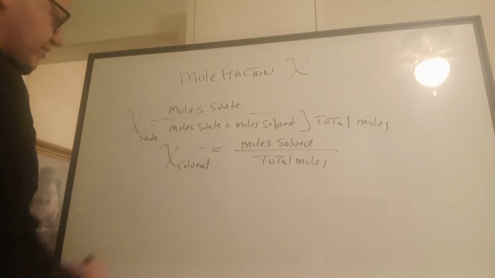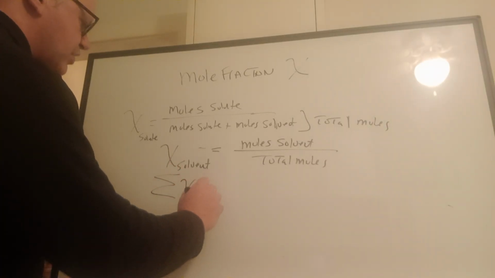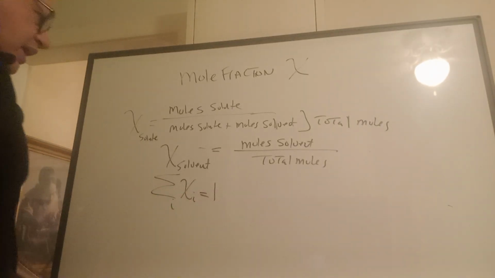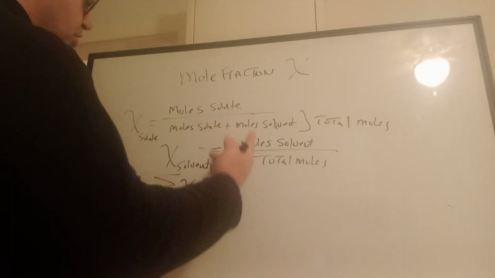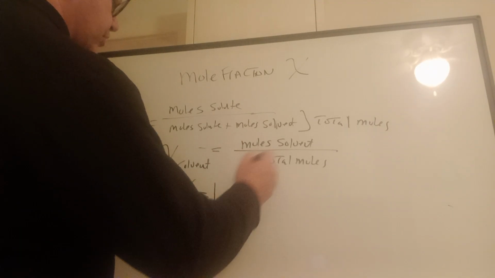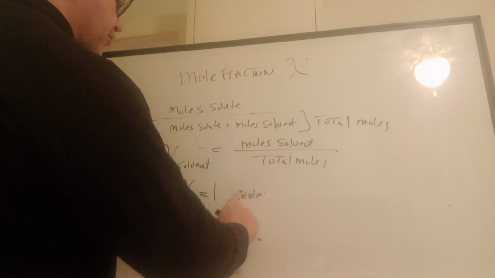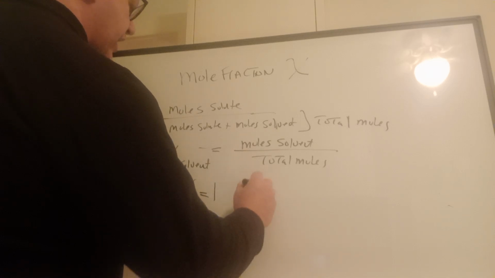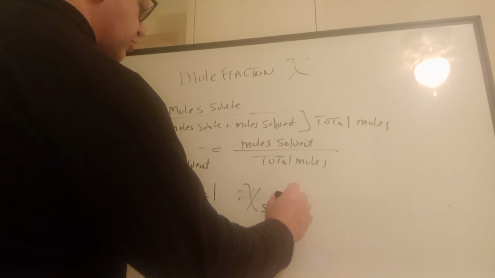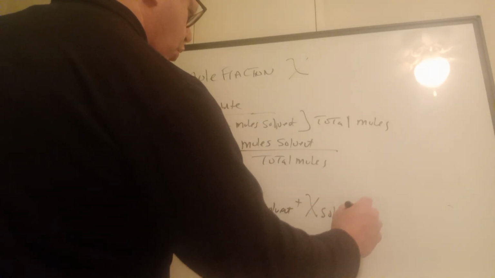One of the properties of this in general is that the sum of the mole fractions equals 1. I'm summing over the index i. So for this, which is just a two-component system with one solute species and solvent, that would mean that the mole fraction chi for the solvent plus chi for the solute equals 1.